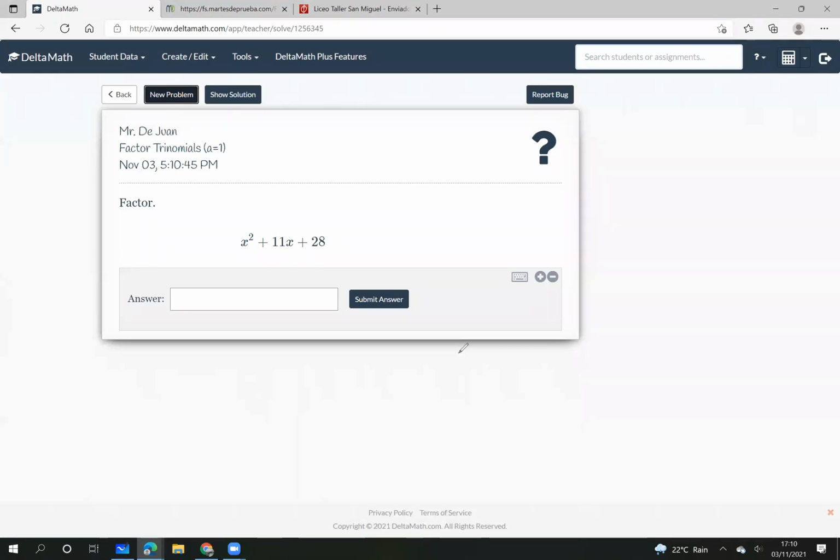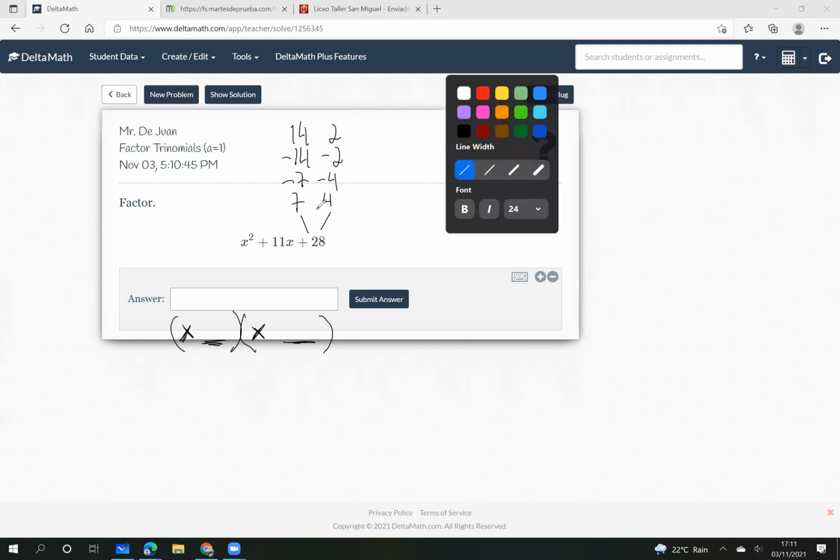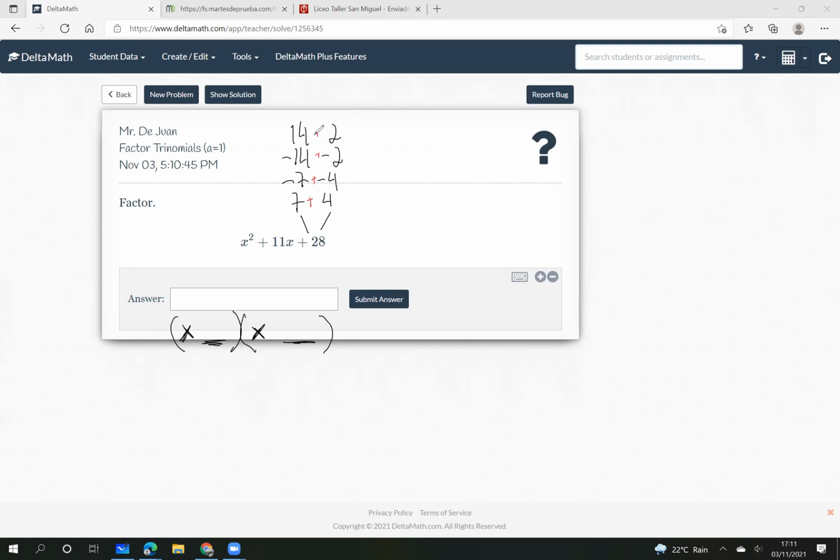Okay. What do we know that always is going to have to happen? We're always going to have when a is 1, meaning solo tenemos x a la 2. Yeah. We know that this is going to have to be x, and this is going to have to be x. We're looking for the number that goes after. Well, what are the possible multiples of 28? Well, we know that 7 times 4, but also negative 7 and negative 4, porque negativo multiplicado con negativo es positivo. Negativo 14 y negativo 2, 14 y 2.